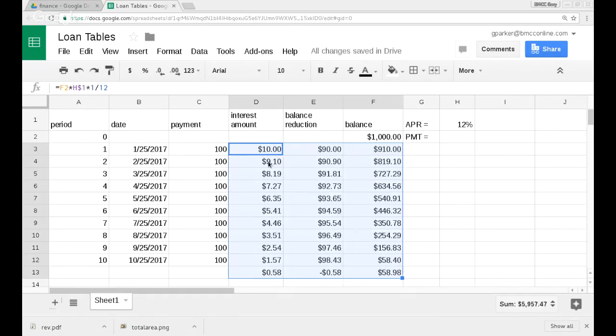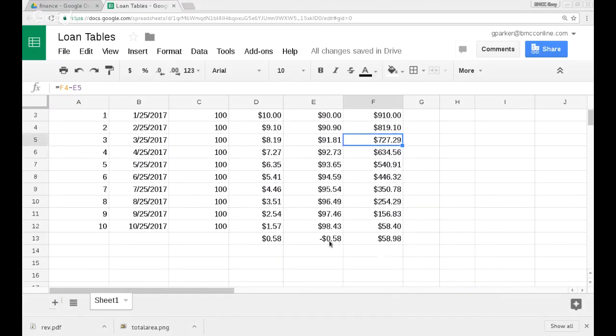I should see that the interest amount should be dropping each month because the balance is dropping each month. Since the interest I owe each month is dropping, then the amount I get to take my balance down by, the balance reduction, should be increasing each month. And at some point, I should find that I'll get a zero balance. Here I have a negative amount because there's no payment to go with it.